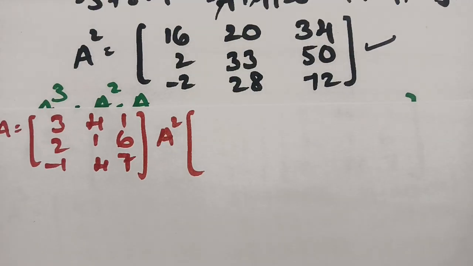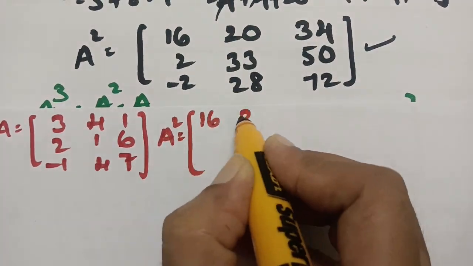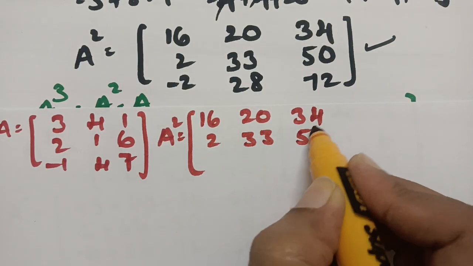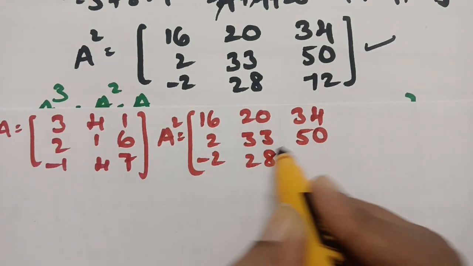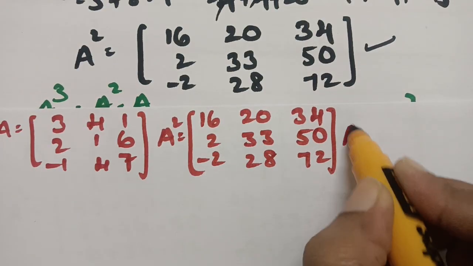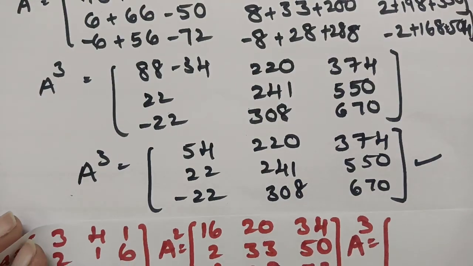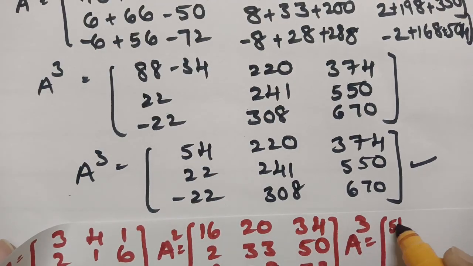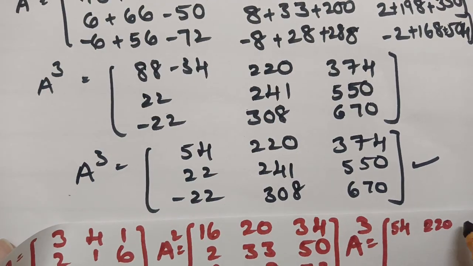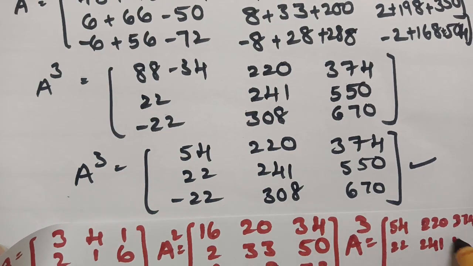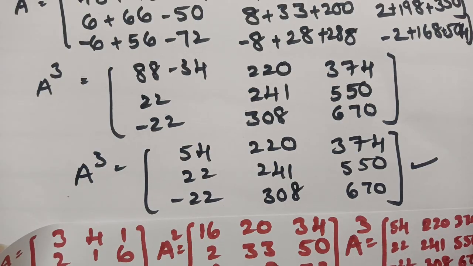The A square value is this one: this is 16, 20, this value is 34, this is 2, this is 33, this value is 50, this is minus 2, this is 28, 72. So what is our A cube value? I'm copying here: this is 54, this is 220, this is 374, this is 22, 241, this value is 550, this is minus 22, this value is 308, this is 670.